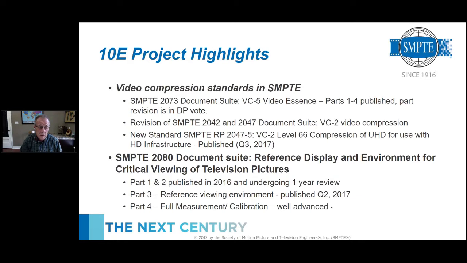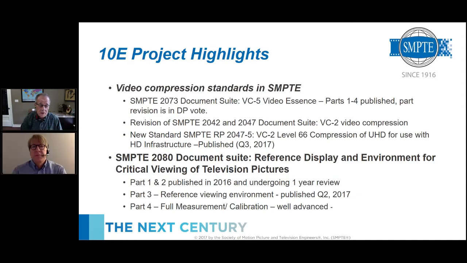And then the SMPTE ST 2042 and 2047 document suites are both used to describe the VC2 video compression format, which was based on the Dirac Pro codec that was developed by BBC. Again, there's been some updates to that, mostly to support UHD. In fact, there's a brand new document that was published in the last quarter, 2047-5, which is a new level of compression for UHD. Basically, it's a mild mezzanine compression that allows you to compress UHD down into HD bandwidth so that it can be transported on HD infrastructure.